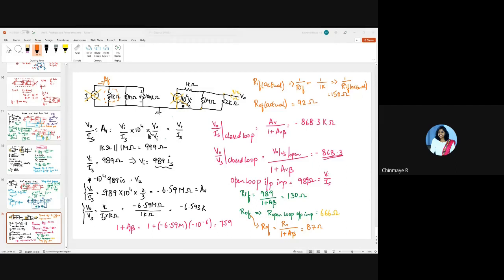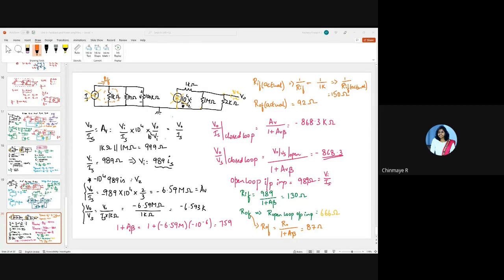Here we got the beta of the network to be negative, which is correct, because here V0 by IS is also negative, because the input is given to the inverting terminal, which means both AV is negative as well as beta is negative, which makes A beta positive. So A beta, you should always make sure that it's positive for a negative feedback. Because if A beta is negative, that indicates a positive feedback, which is not correct, right?